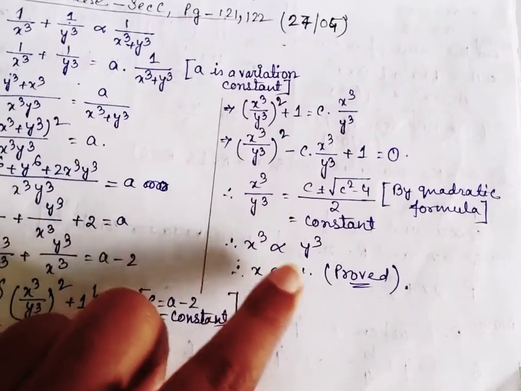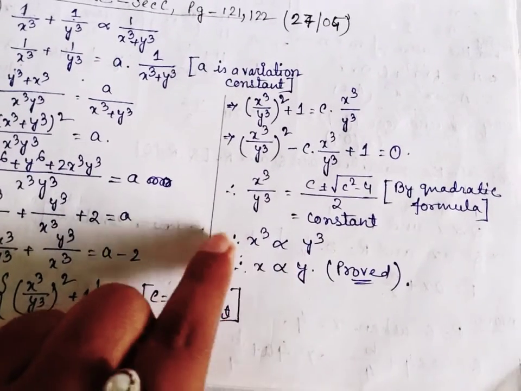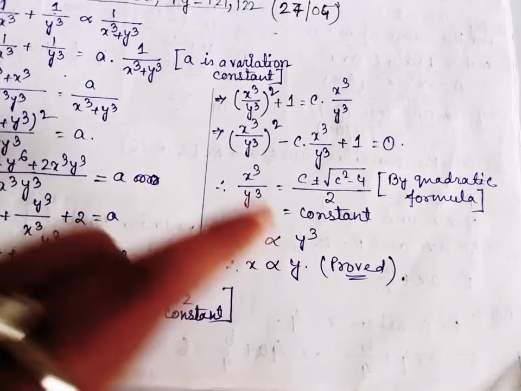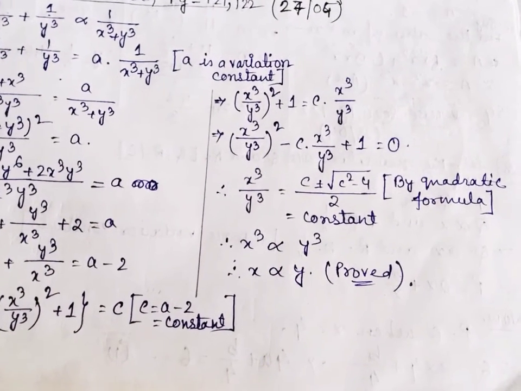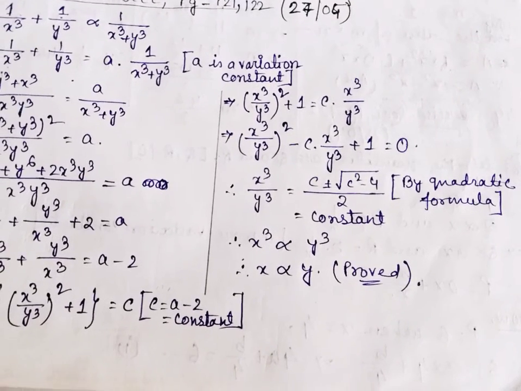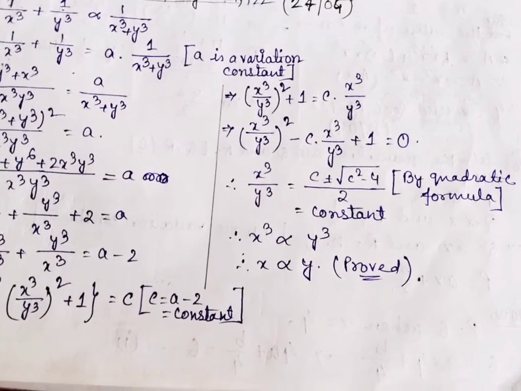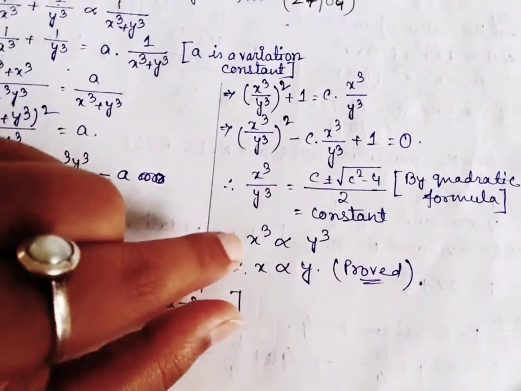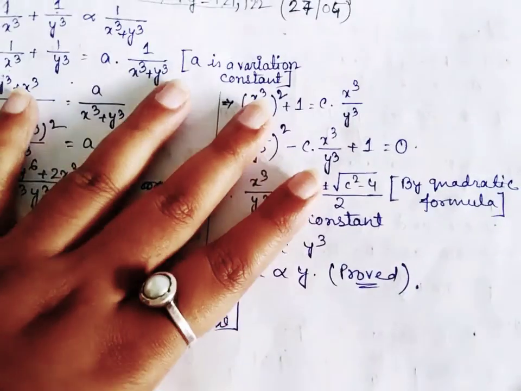The x cube should vary with y cube. If the cubes vary, then x and y should also vary with each other, because there is a theorem on variation that if a varies to b, then a to the power n also varies to b to the power n. So in the reverse, if a to the power n varies to b to the power n, then a varies b. Using that we can say it. So it is the proof.